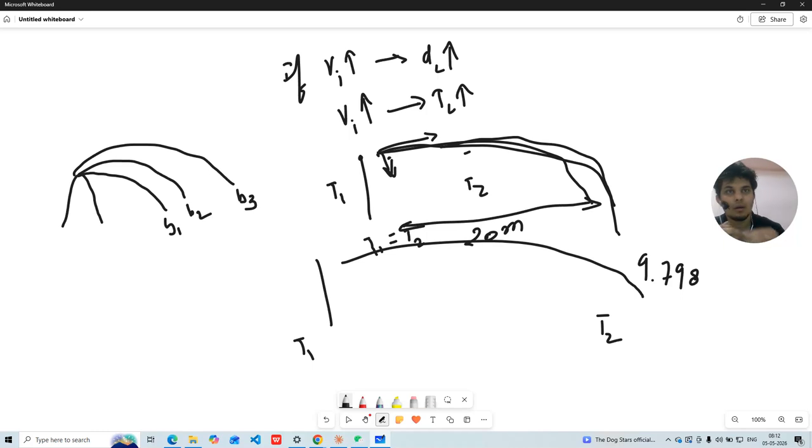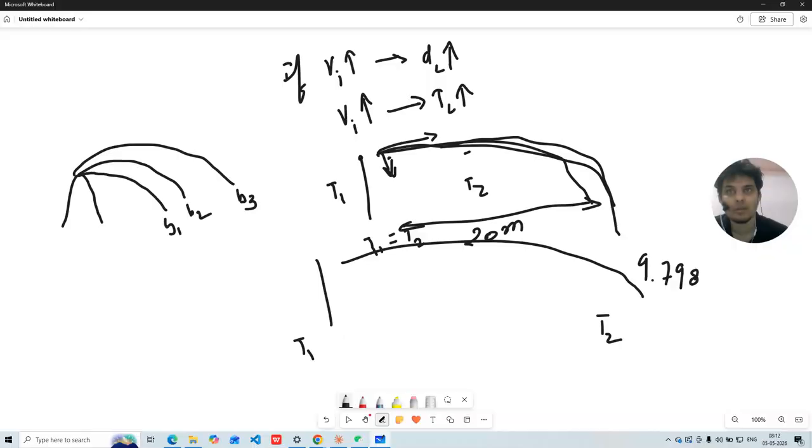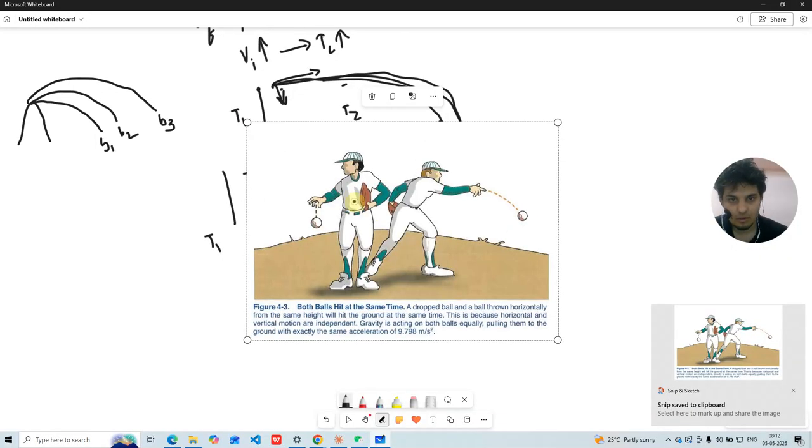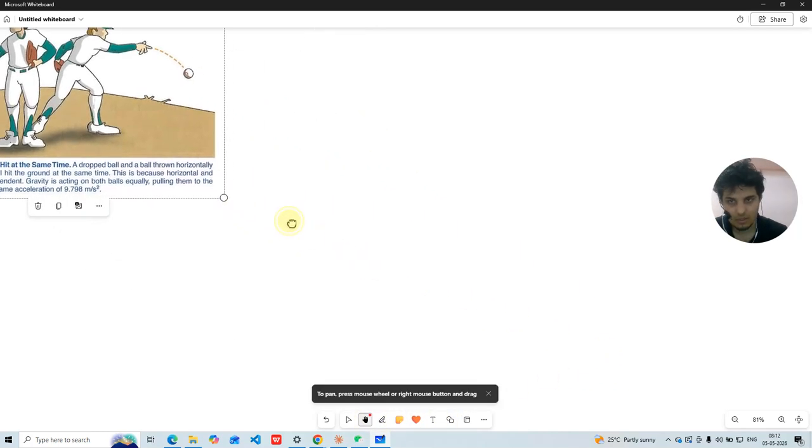Pulling them equally with exactly the same acceleration of motion. Now let's return to the top of our mountain and start throwing our baseballs faster and faster to see what happens. Okay, let me show you some interesting images. You see, one guy is simply dropping the ball, another is throwing it, but still they will hit the ground at exactly the same time.